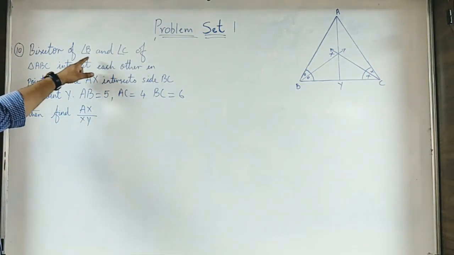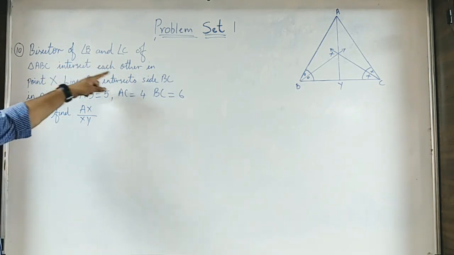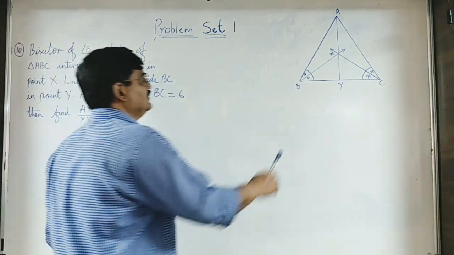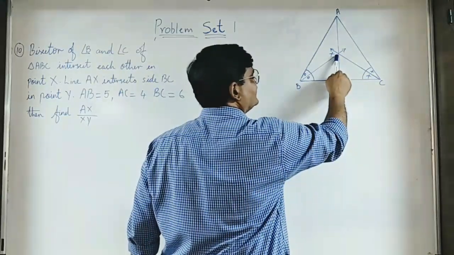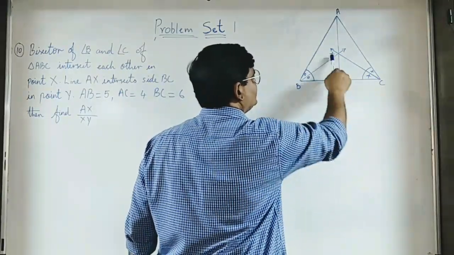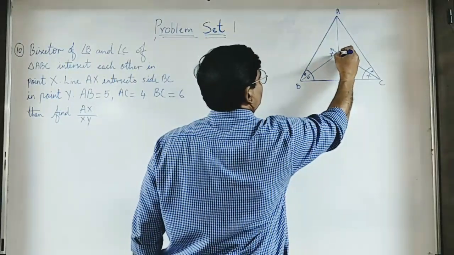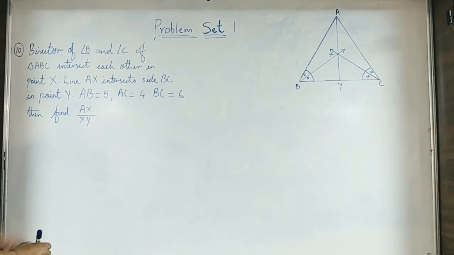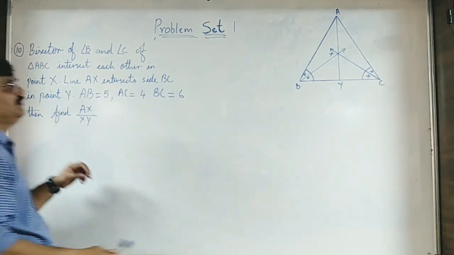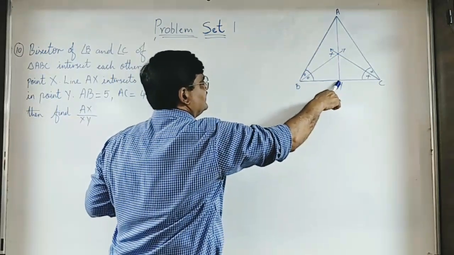The bisectors of angles B and C of triangle ABC intersect each other at X. That means you have a triangle ABC. Your BX is a bisector of angle B and CX is a bisector of angle C, and they meet each other at point X. So this is your point X. They have given that over there. Line AX intersects BC at Y. That means line AX is intersecting BC at Y.